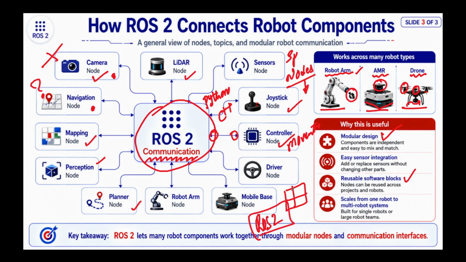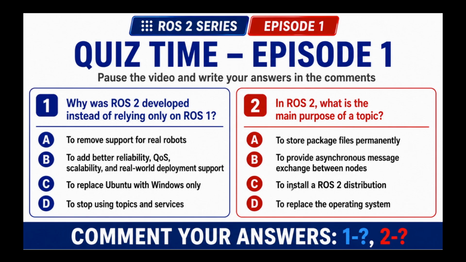Now it's quiz time. Pause the video and write your answers in the comments. Question number 1. Why was ROS2 developed instead of relying only on ROS1? Option A, to remove support for real robots. Option B, to add better reliability, quality of service, scalability and real world deployment support. Option C, to replace Ubuntu with Windows only. Option D, to stop using topics and services.